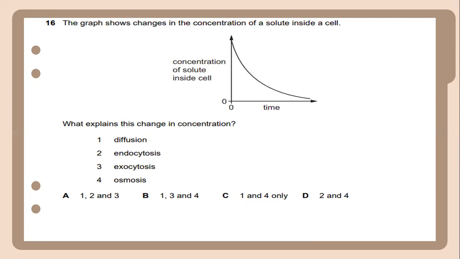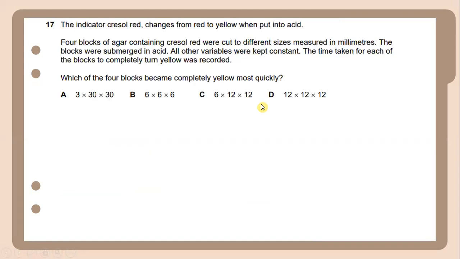Number 16, the graph shows changes in the concentration of a solute inside a cell. You have the graph here of concentration of solute inside cell versus time. And what is actually explaining these changes in the concentration? First is an explanation about evolution. And number 3 is exocytosis. And number 4 is a process of osmosis.